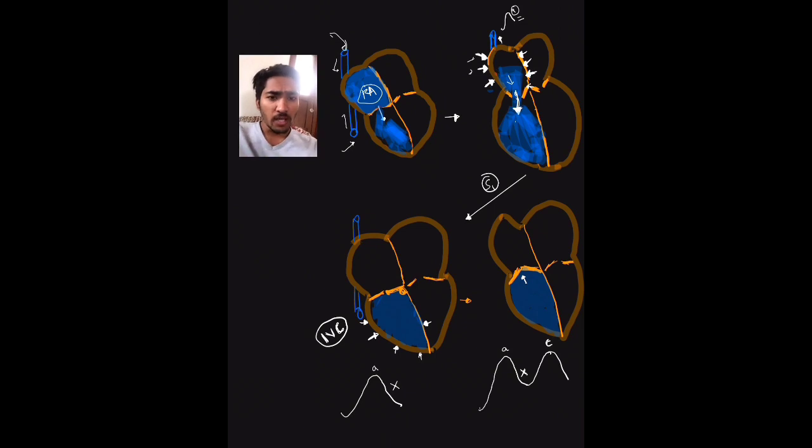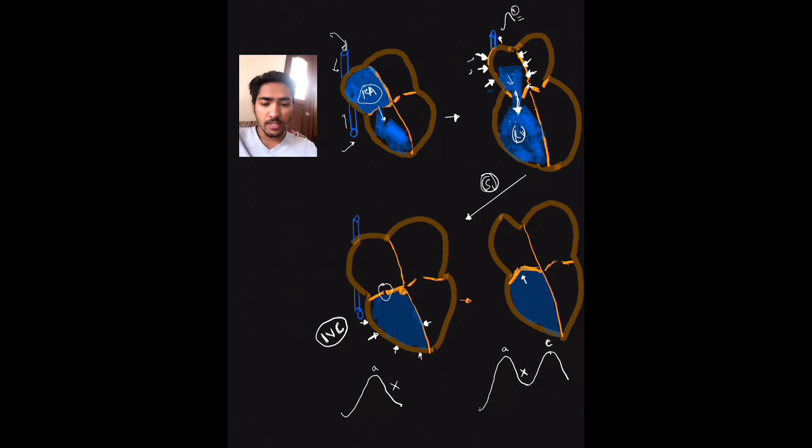So what happens after the A wave? You can see here the blood from the right atrium is getting emptied into the right ventricle, and thus there was production of A wave. After the blood has emptied from right atrium to your right ventricle, the tricuspid valve closes. You can see here the tricuspid valve has closed, producing S1, that is the first heart sound.